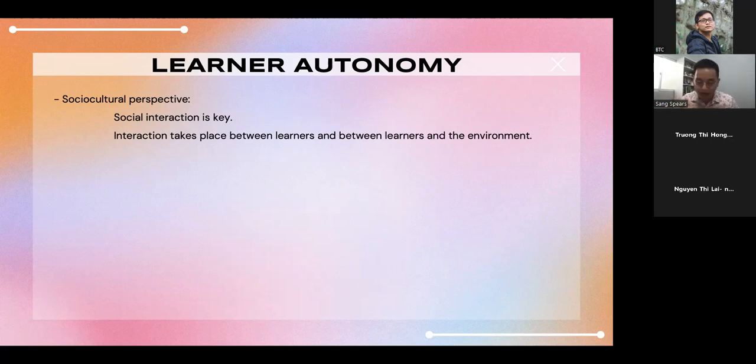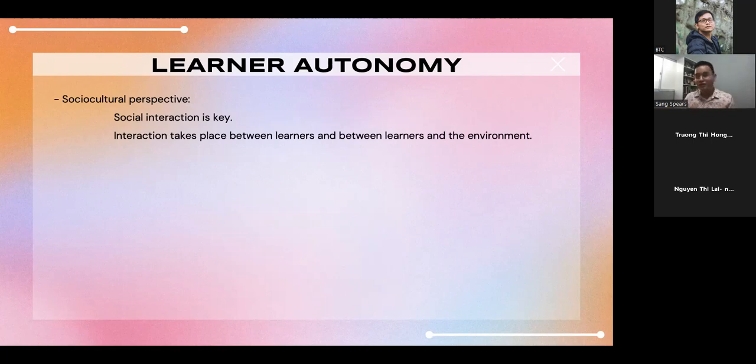So creating an environment rich with resources and materials is not enough. It should be interactive as well. For example, you put your students in a room full of books, but they don't know how to select the books.